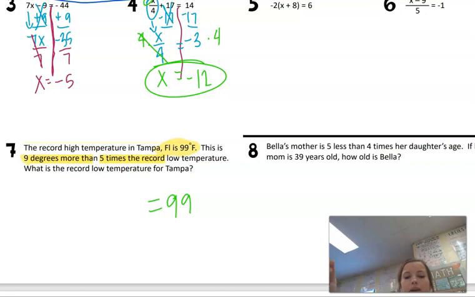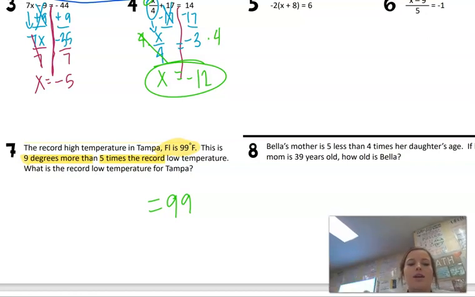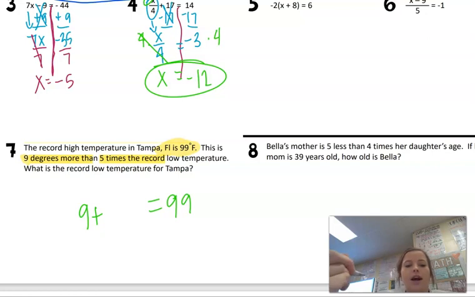So we're going to write it just like it sounds. 9 degrees, so we have 9 degrees more than. The words more than mean that we are adding. So 9 degrees more than 5 times the record low. 5 times, we're writing it exactly like it sounds, the record low.